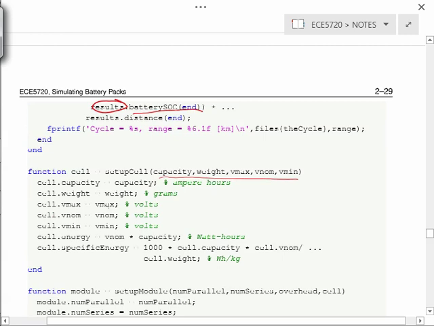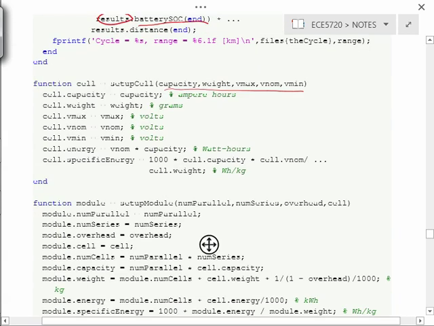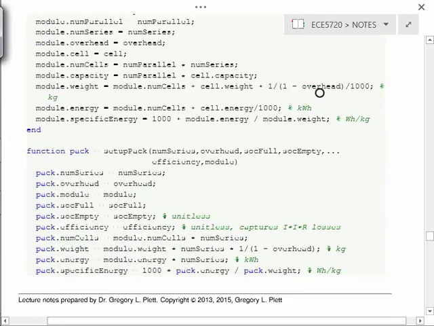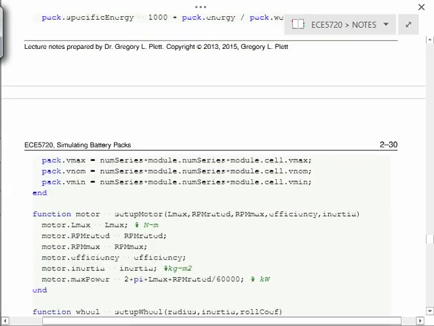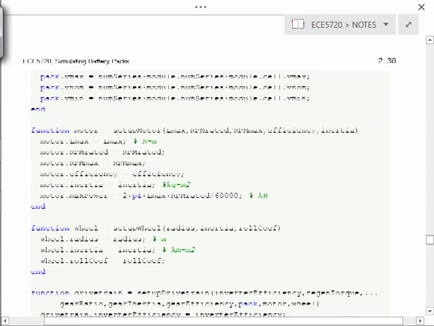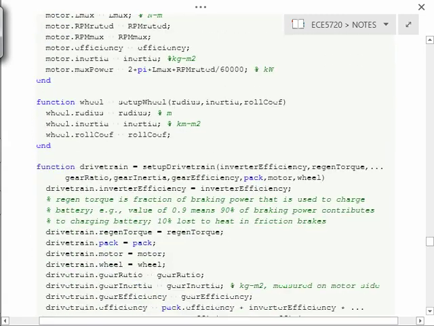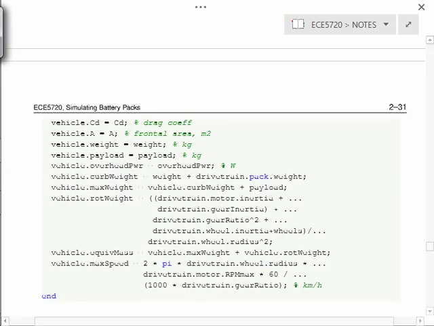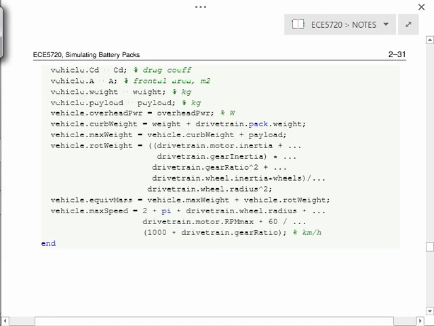So cell.capacity is capacity, cell.weight is weight, etc. Sometimes there are some computations. So cell.energy is Vnom times capacity, and cell.specific energy, etc. All of these are calculated. So we set up the cell, we set up the module, we set up the pack, and we set up the motor, we set up the wheel, we set up the drivetrain, we set up the vehicle, and all of these things are put there, and we're done.